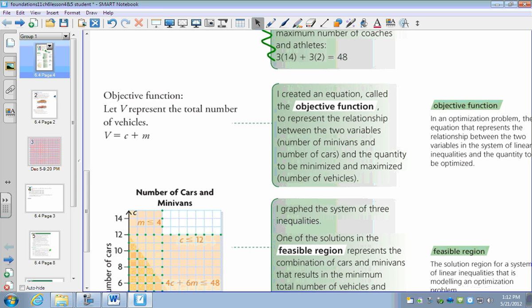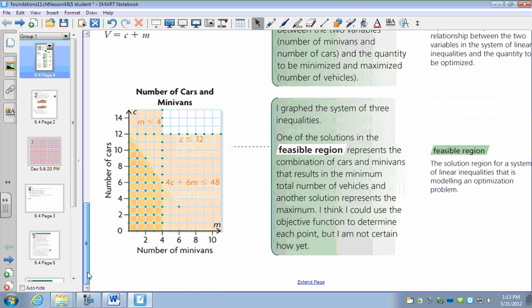So how do C and M, the number of cars and minivans, relate? And she said, let V represent the total number of vehicles. V is equal to C plus M. And that is a quantity to be minimized and maximized. This school wanted to know what's the minimum amount of vehicles and what's the maximum. So minimum makes sense if you're trying to minimize costs. But sometimes in a team, if you do the maximum number, you're going to drive there and you're going to be a lot more comfortable. So maybe they want to know, well, what's the most amount of cars we could take given what we have.